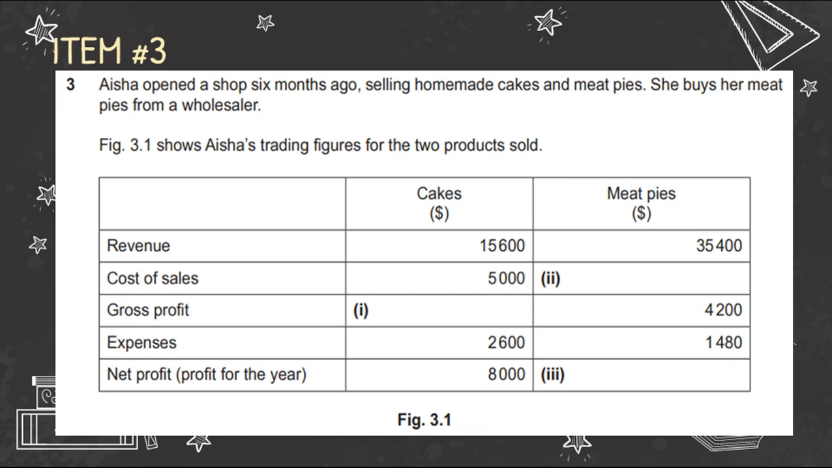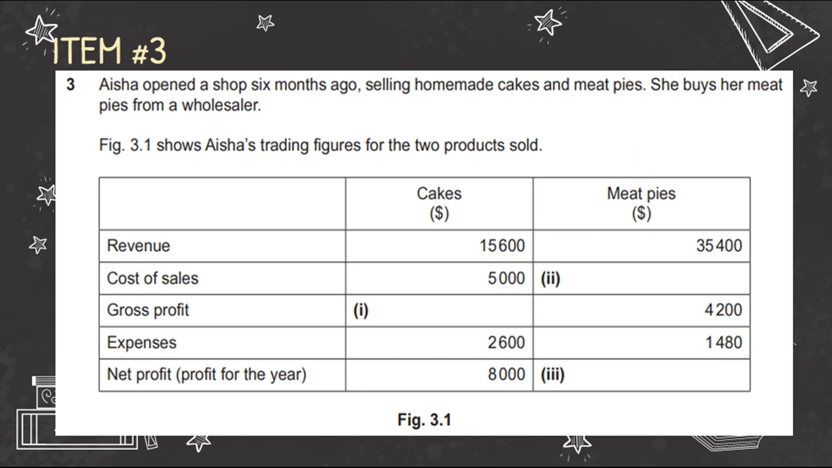When we say revenue, revenue is the total income earned by the business. Cost of sales is also known as the cost of revenues, which is the total cost incurred to produce or sell a good. We also have the gross profit, which is the total sales minus the total cost of sales.